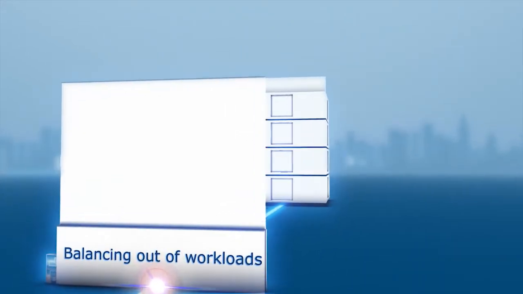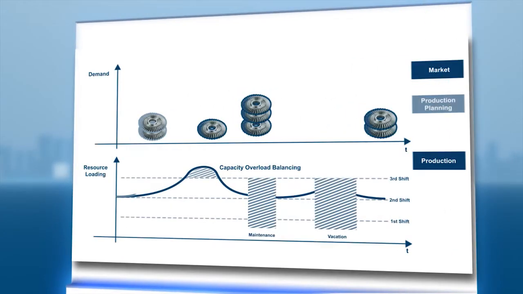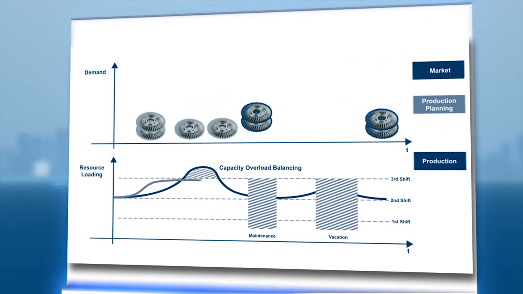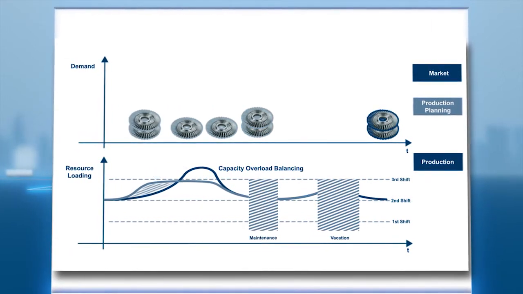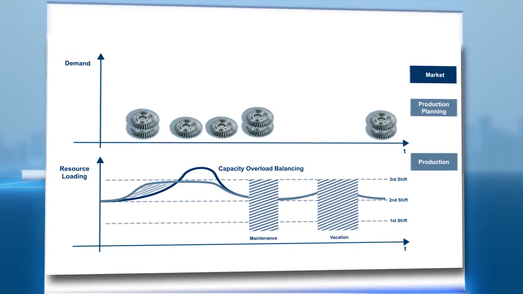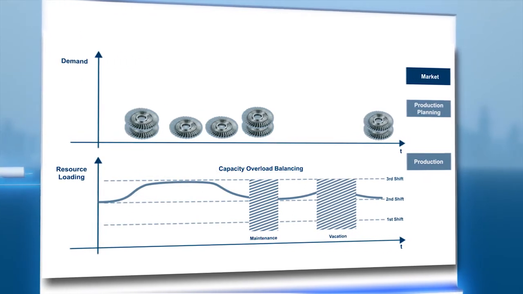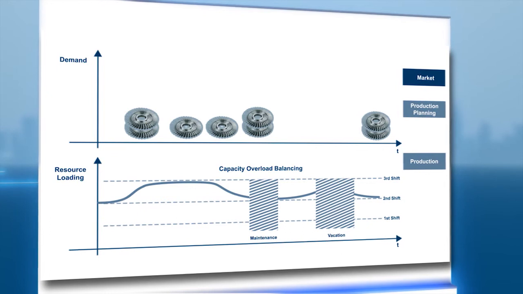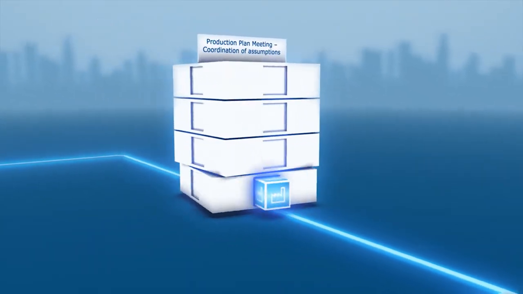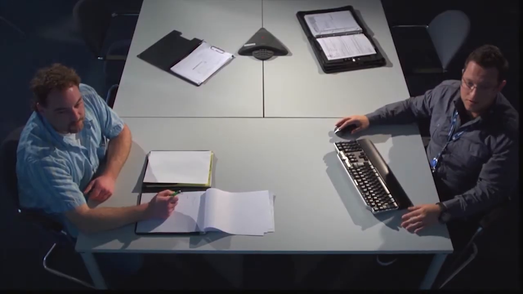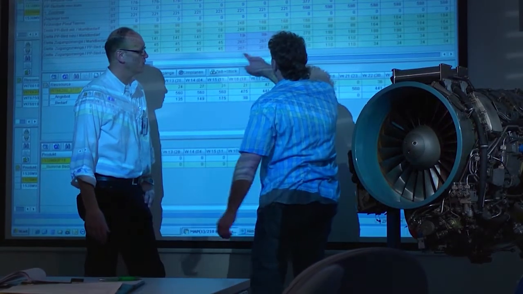The workloads for the various resources are balanced out by translating market demands into production planning demands. If, for example, machine capacity overload is anticipated, certain processes need to be rescheduled to ensure on-time delivery of the products. In the production plan meetings, the production planners discuss any potential bottlenecks, as well as production control limiting factors. Such meetings are held for each production unit.